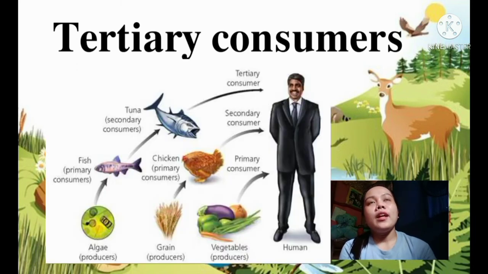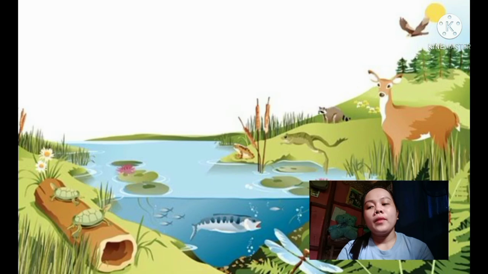Like for example, human. Di ba ang human mukaon siya og karne, mukaon pod siya og gulay. Mo nang examples of tertiary consumers.